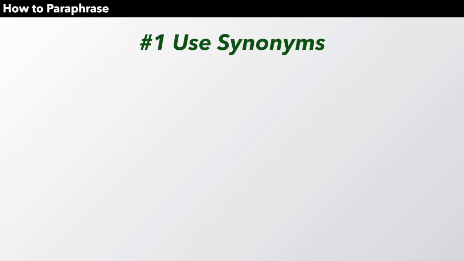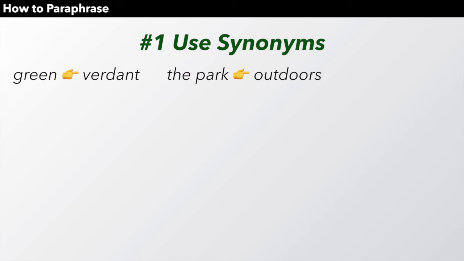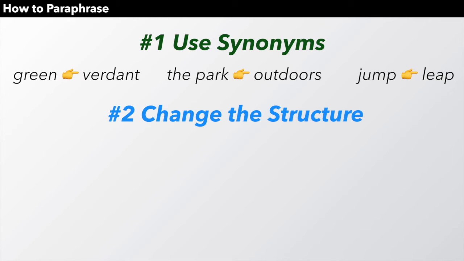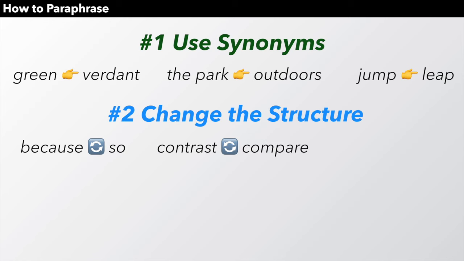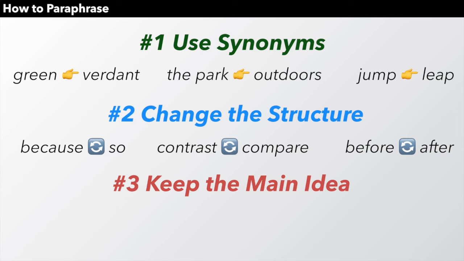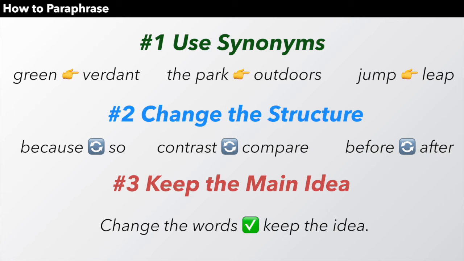Number one, step one, use synonyms. Change green to verdant. Change the park to outdoors. And change jump to leap. Find words that have similar meanings. Step two, change the structure. Change a because sentence into a so sentence, contrast to compare, or before to an after sentence to totally switch it around. And number three, keep the main idea. Change the words, keep the idea. I'll show you three examples of this.